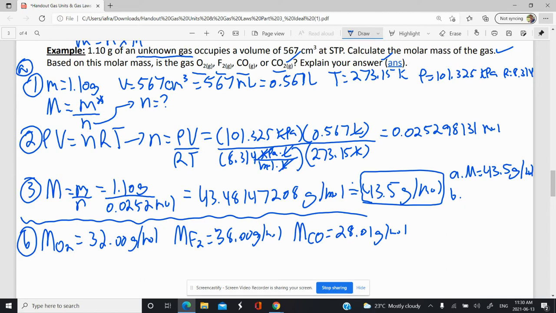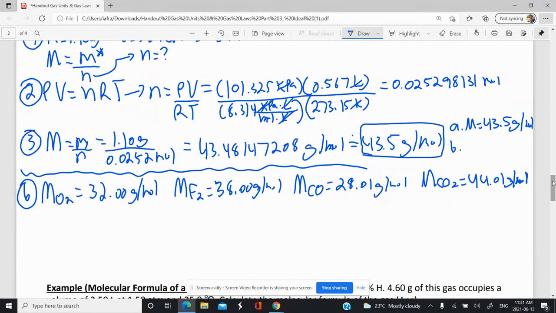If it's not oxygen, fluorine, and carbon monoxide right off the bat, you can just go for your last one. I'm assuming this one works out. So molar mass of CO2 is 32 plus 12.01. You get about 44.01 grams per mole. Now, nothing is exactly right on the molar mass that you calculated in the previous question, but choose the one that's closest.